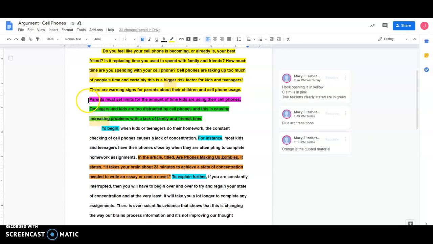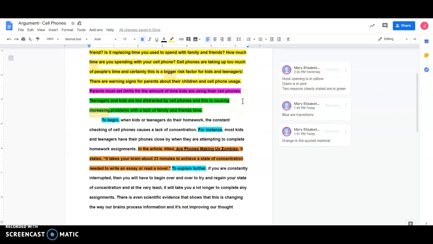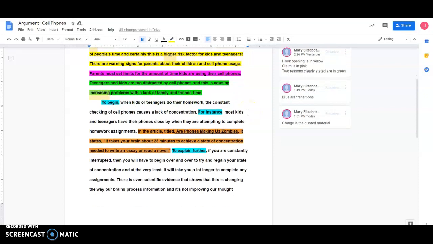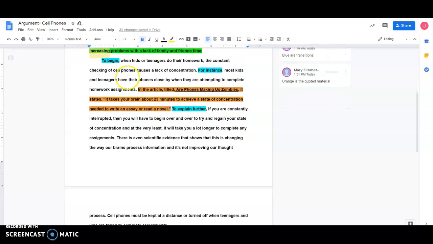Then she goes into her claim. Parents must set limits for the amount of time kids are using their cell phones. All right, that's arguable. And let's see what her two reasons are to support that claim. Teenagers and kids are too distracted by cell phones, and this is causing increasing problems with a lack of family and friends time. So we have the too distracted, and also it's taking away time from friends and family. Excellent reasons. So let's see what she does in her first paragraph.